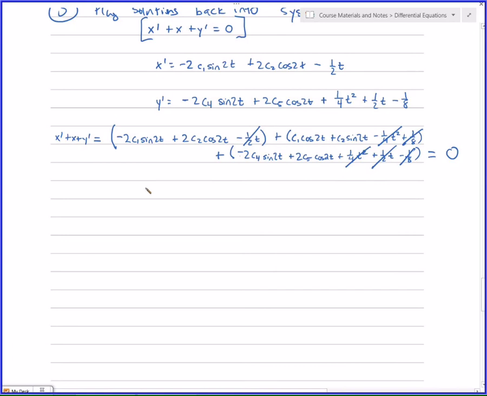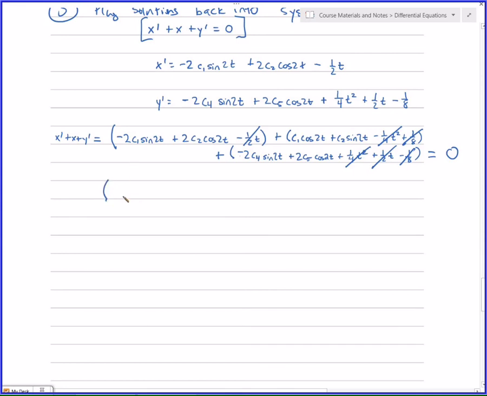So now let's group our sines and cosines together, because in order for this to be identically equal to 0 for all t, that means whatever's in front of the sines has to be 0, whatever's in front of the cosines has to be 0. The coefficients themselves have to be 0. The only way to get a 0 function by adding a linear combination of sines and cosines is for their coefficients to be 0, because sine and cosine are linearly independent functions.